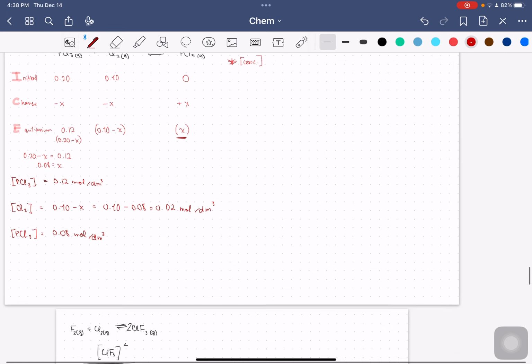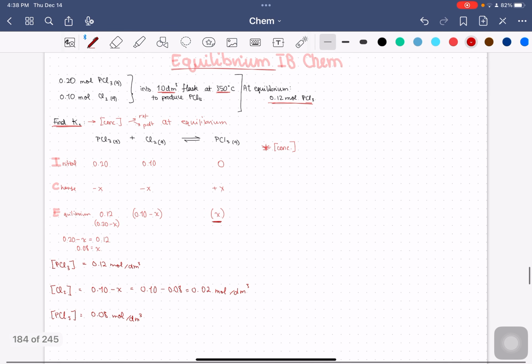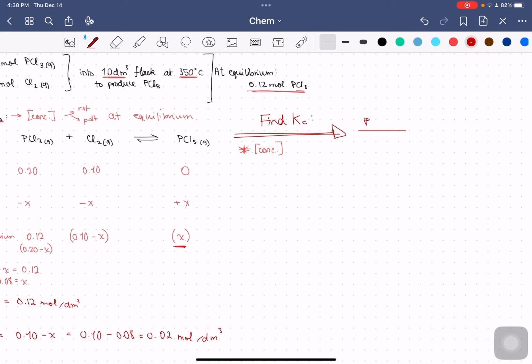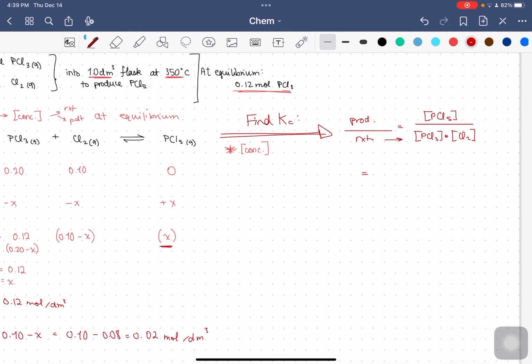Next, we're going to have to draw our Kc equation. So let's go back to our equation over here and find Kc. So we're going to put our products on top and reactants on the bottom. So we're going to have concentration of PCl3 times the concentration of Cl2 over... Oh, I made a mistake there. Did you notice? I put them on the wrong side. Reactants are on the bottom, my bad. And PCl5 up here.